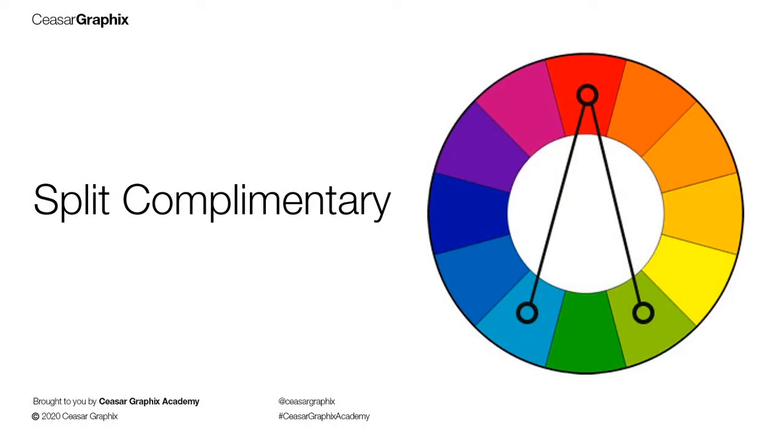So we will be using the split complementary color harmony on this project, but I'm not going to be using all the colors. I'm only going to be using one color, but by the end of this tutorial I'm going to be showing you where the remaining colors come from. The application I'm going to be using for this project is going to be Photoshop.